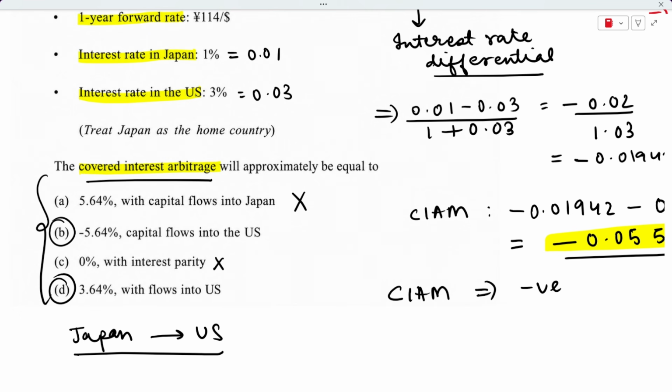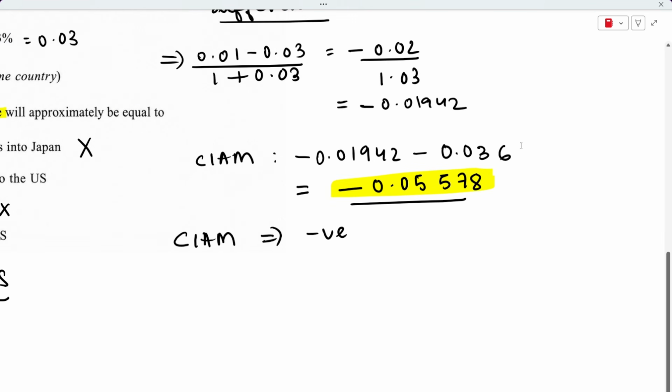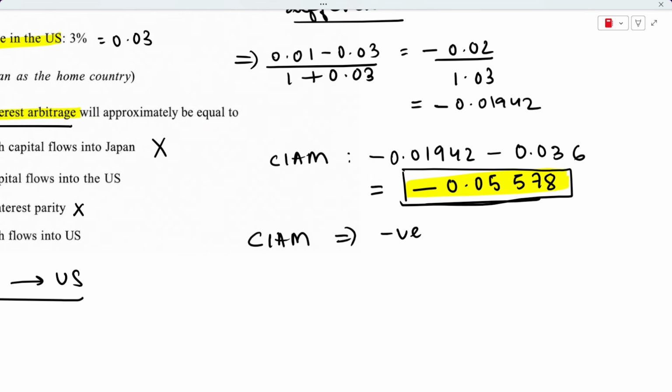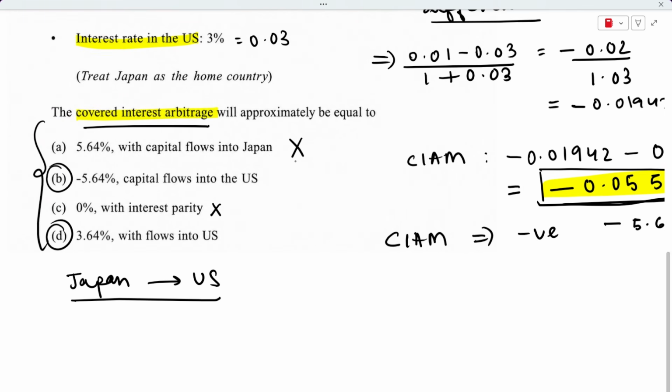Now look at all the options that we have. The value of CIAM that we got here is negative 0.05578. When we convert this value into percentage and approximate it, we get negative 5.64 percent. And as we know that the money will flow into the US, option B would be our right answer, and we can mark this option as correct.